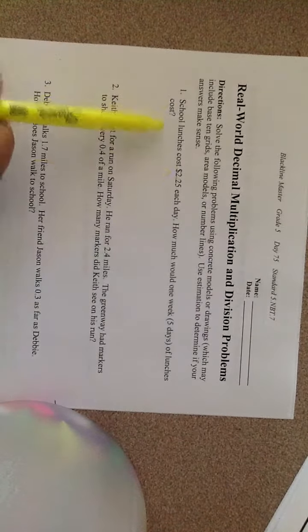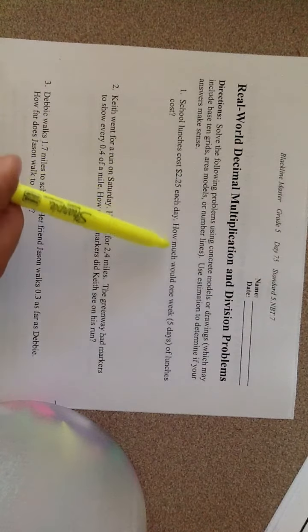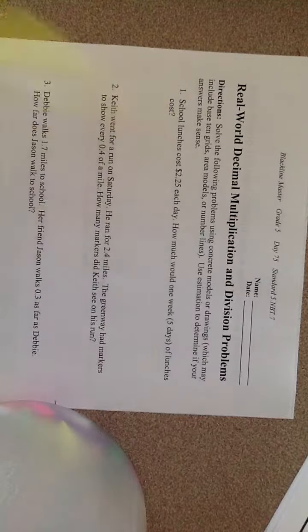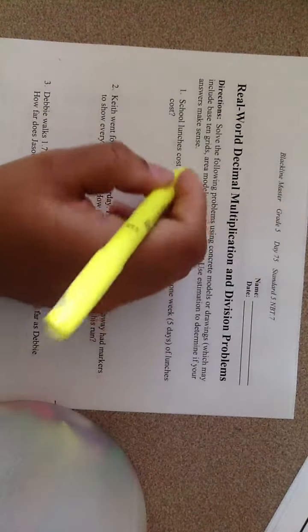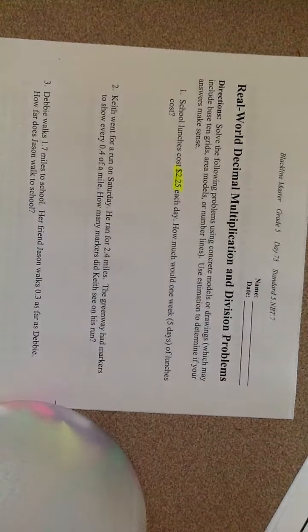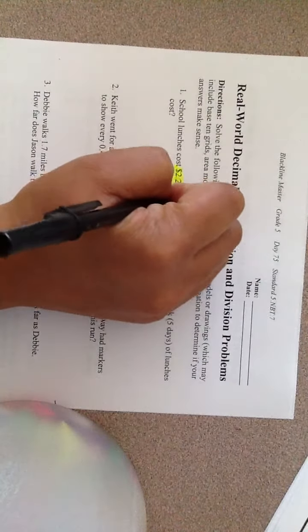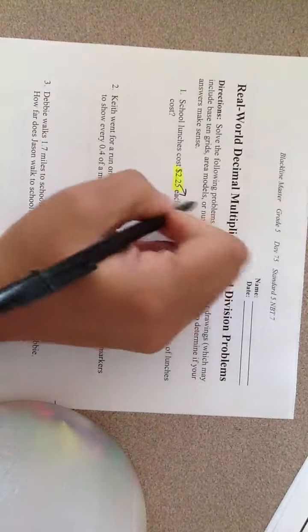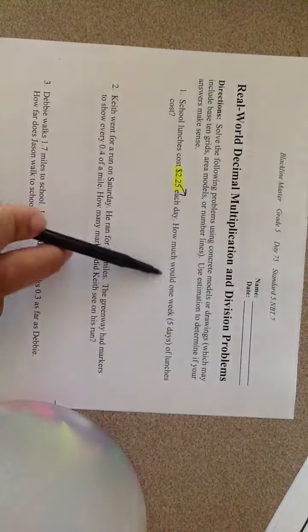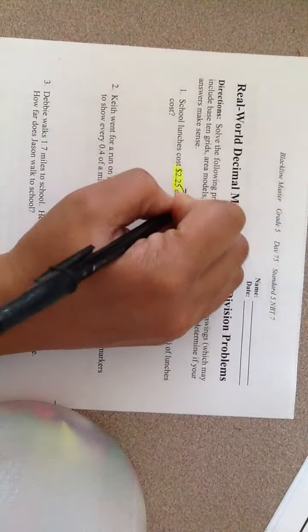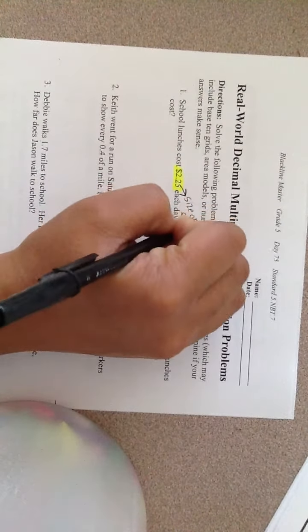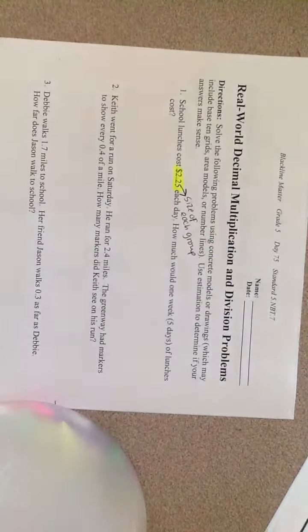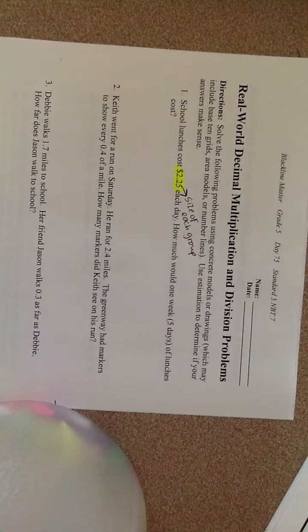Let's read number 1. School lunches cost $2.25 each day. How much would 1 week, 5 days of lunches cost? So what I know right here, the $2.25, if it says each day, and they want to know how much for 1 week, I know this is the size of each group, or the cost for each lunch. When I say size of groups, I just mean if I were thinking about it using base 10 pieces or something like that, that would be how much goes into each group, because that's the cost of one of the items that I'm considering.